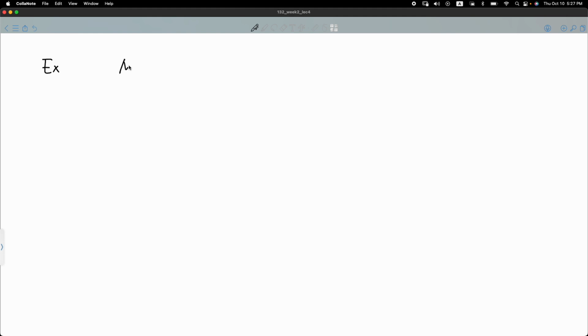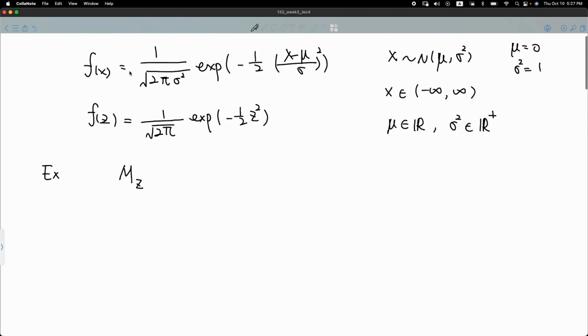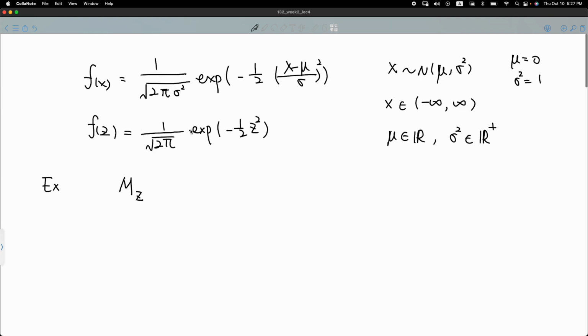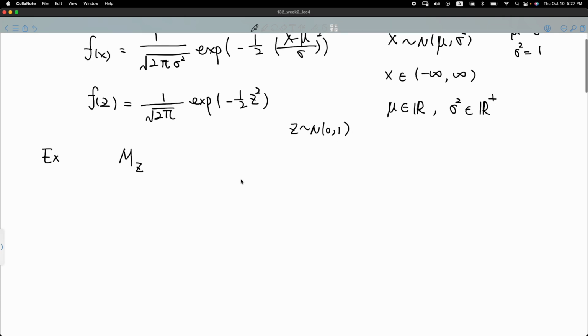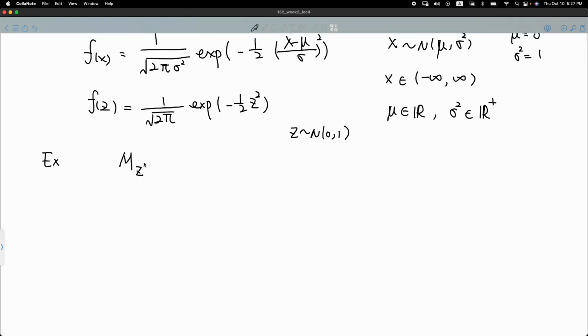So this is the quantity that we want to calculate, which is the moment-generating function for the standard normal random variable. This refers to the probability density where z follows the normal with mean 0 and variance 1. And this is the quantity that we want to calculate.